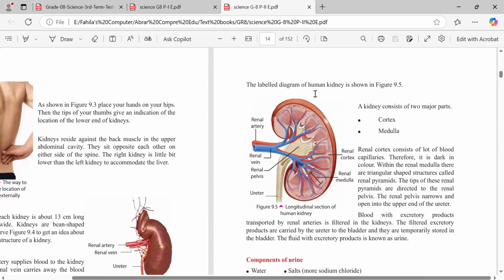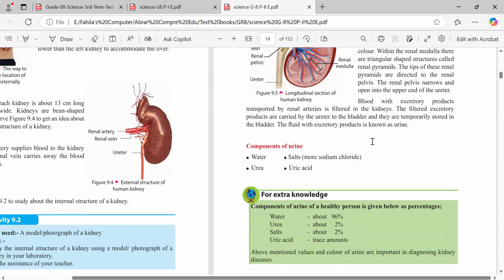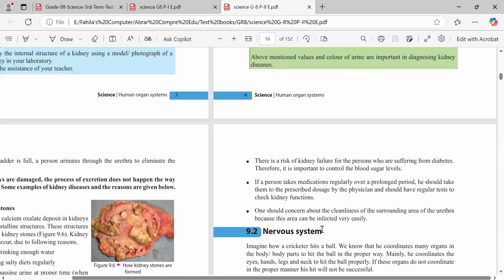Then when we talk about the inside, you have two major parts, cortex and medulla. And you must again memorize this. Just remember the percentages. Most of the content of our urine is water. Our blood also has lots of water. So an excess amount of water is released, and then urea, salts, and uric acids are also released out.